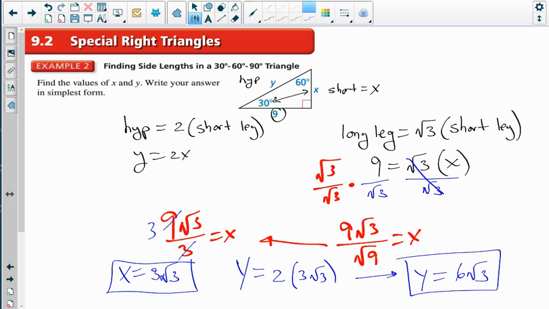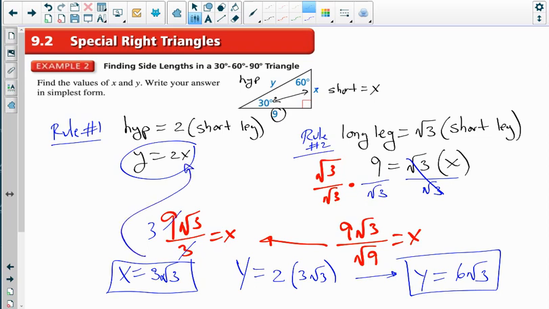So sometimes we have to work backwards with our formulas. Again, the first thing we want to do is identify, is it a special right triangle? If so, which kind? Once we know which kind, we have to write down the rules. So this is rule number 1 for a 30, 60, 90, and rule number 2. And then we substitute into those rules. Here we saw there were 2 variables I couldn't solve, so I go to the other rule, and when we plugged in, we only had 1 variable, so we worked it out and solved. We found that x was 3 root 3. Then we can take that x, which is 3 root 3, and plug it into the other equation, and we got y was 6 root 3.